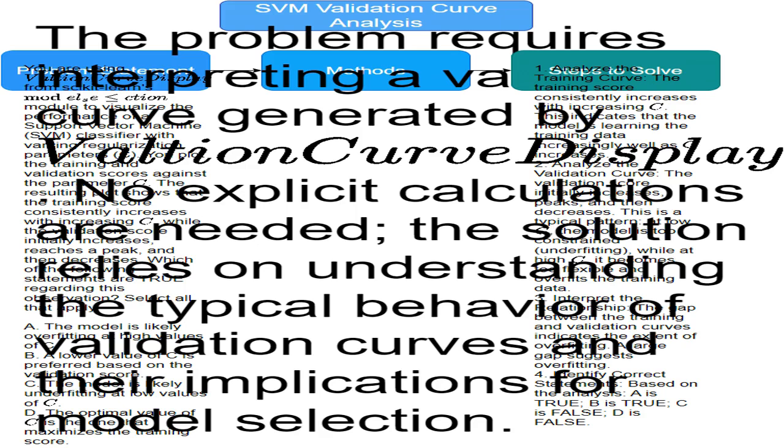It emphasizes that the problem is solved by careful observation of how the training and validation scores behave against the C parameter, with the goal being proper model selection to avoid overfitting or underfitting.